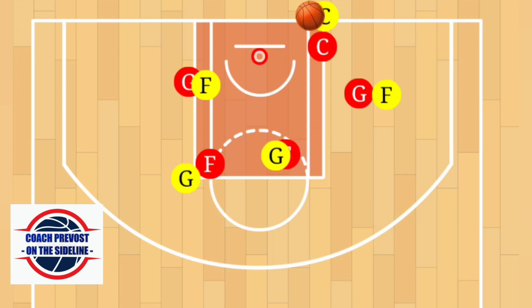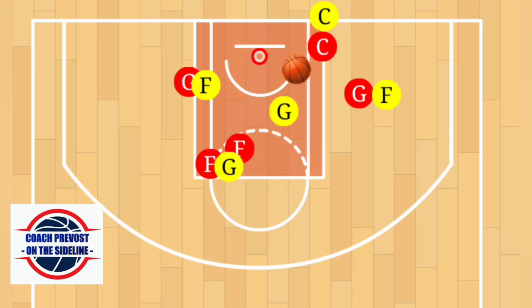You're going to have another cross screen right here. Your guard's going to set a screen right here for the other guard. That guard is going to come off of the screen. He's going to have his hands ready. He's going to look to receive the pass from the center. At that point, we've got that basket, right?